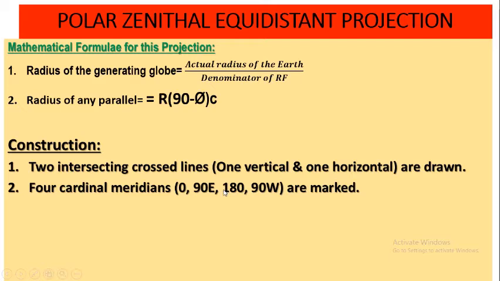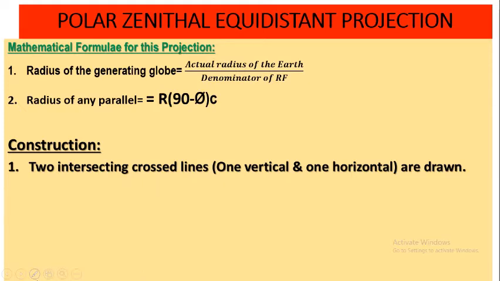In the case of the northern hemisphere, 180 degrees is at the top of the projection, and the remaining east and west are always the same. That means east will always be on the right hand side and west always on the left hand side.